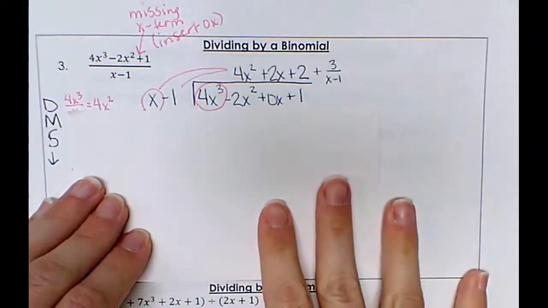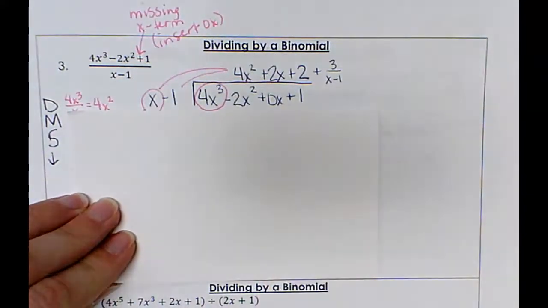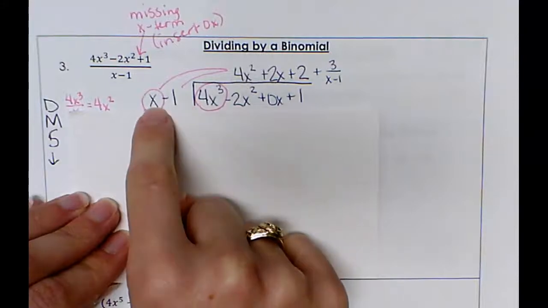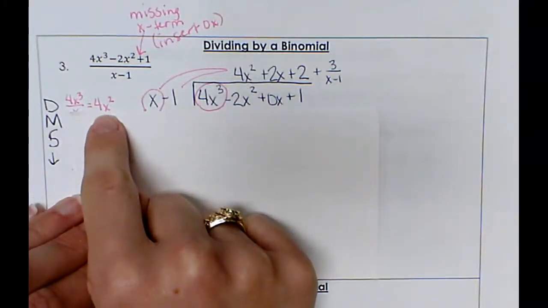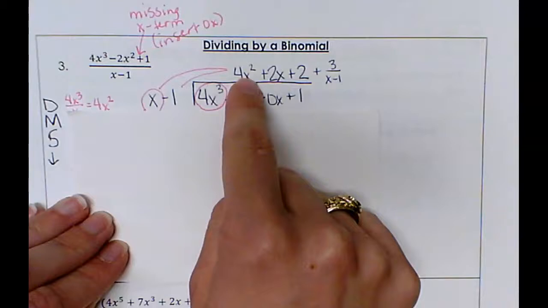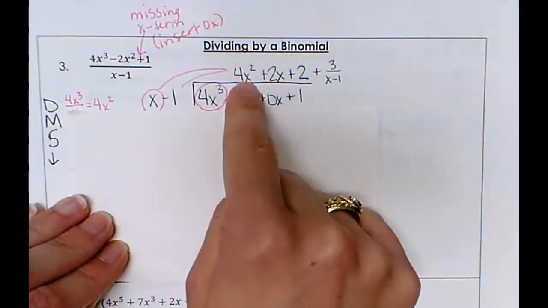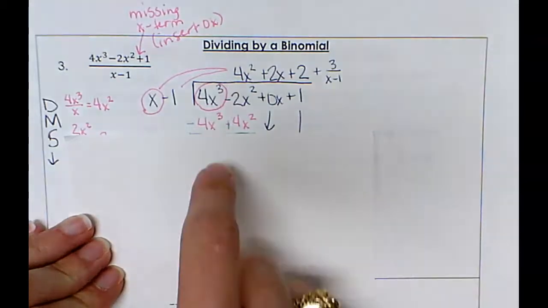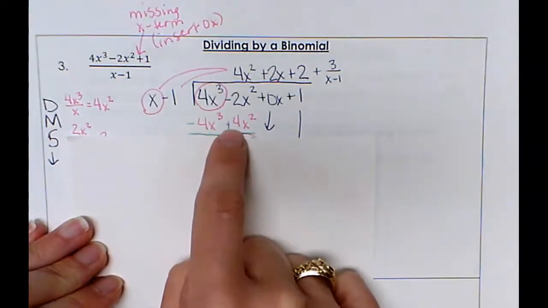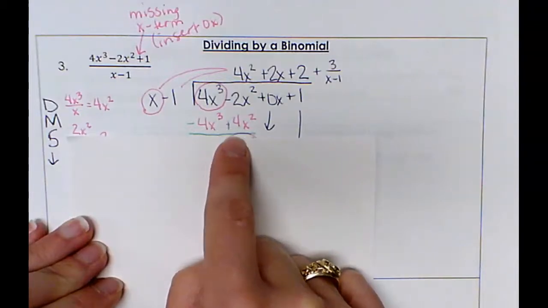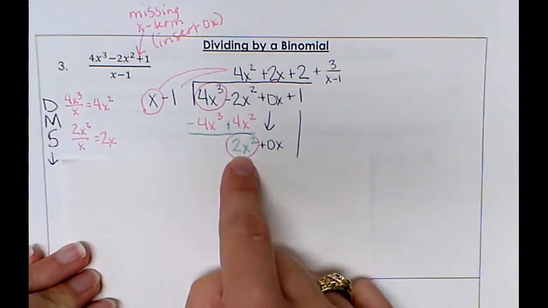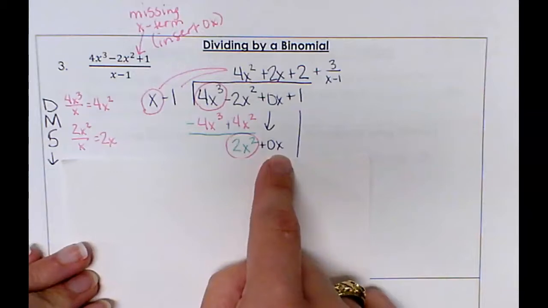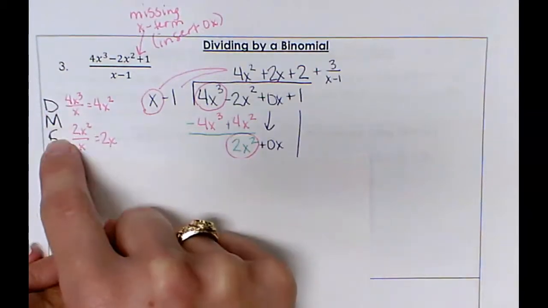So hopefully you were able to at least do the first round. So divide, multiply, subtract, bring down. I have the answer up on top for you, and I'm going to reveal line by line the work. So to divide, 4x cubed divided by x, I have that here. It's 4x squared, so that's what came here. You multiply 4x squared times x and 4x squared times negative 1. You subtract, so you draw the line, change both signs. So you end up with 2x squared. And then you bring down that next term. And you start over.